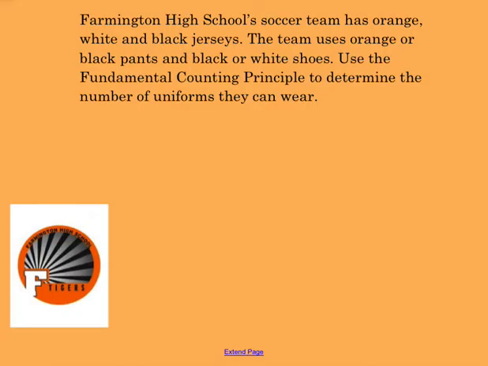So let's take a look at how much easier this is going to be. The Farmington High School soccer team has orange, white, and black jerseys. 1, 2, 3. So there are three options for the jersey colors. And then the team uses orange or black pants, so there are two options for the pants. And then black or white shoes, two options for the shoes.